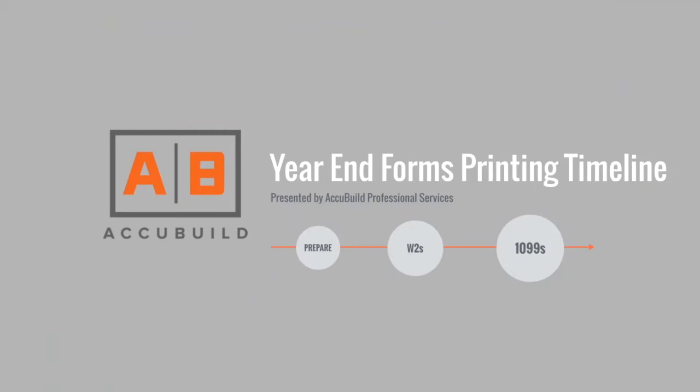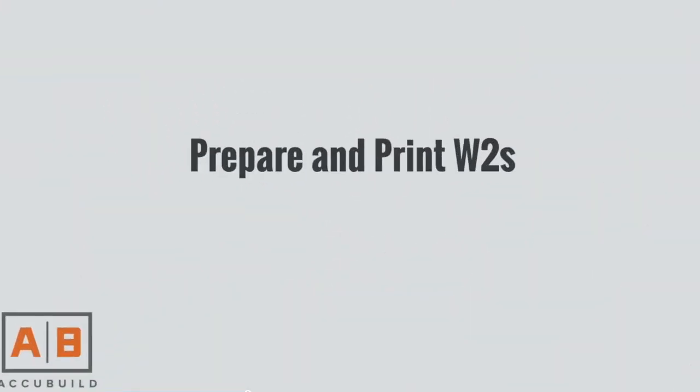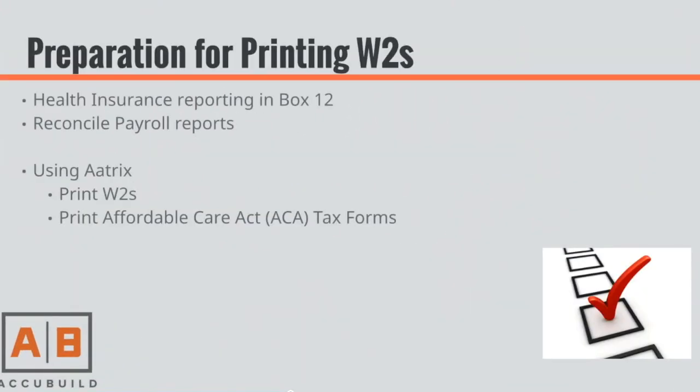Let's discuss the steps involved to prepare and print your W-2s. If you provide health insurance, you'll want to report this benefit in Box 12. We'll look at this in more detail shortly. Also, we recommend that you reconcile your payroll reports against the W-2 info report printed earlier.